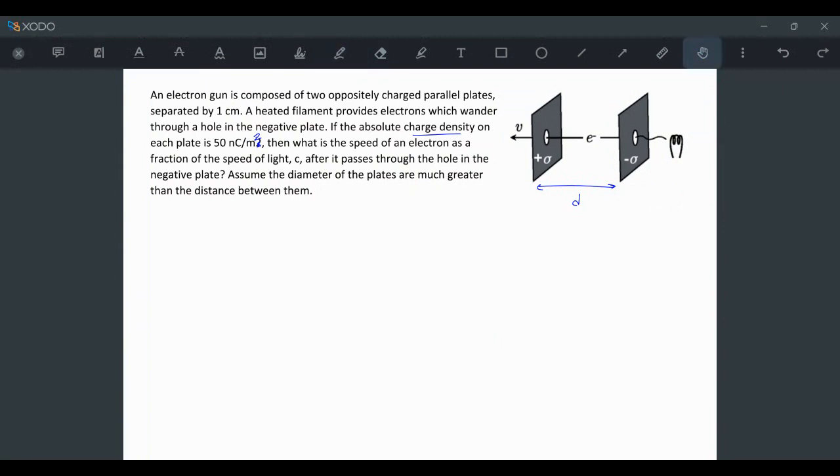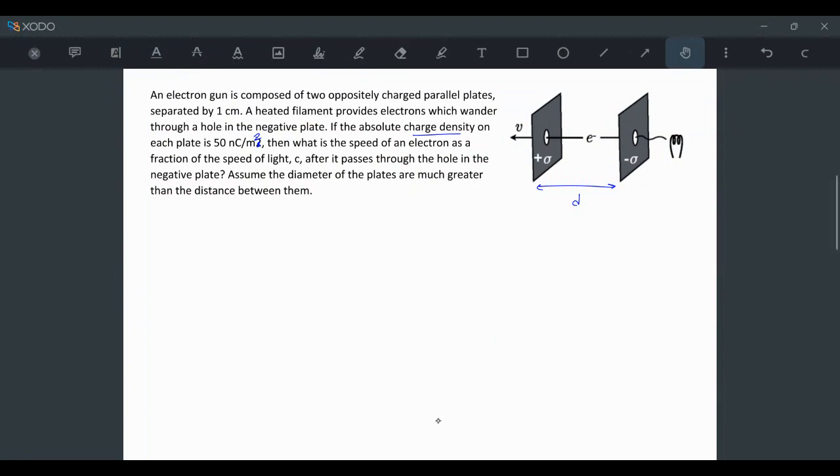What is the speed of an electron as a fraction of the speed of light after it passes through the hole in the negative plate? And assume the diameter of the plates is much greater than the distance between them. A few details here might need a tiny bit of extra explanation before we go. This filament is just a piece of metal. When metal gets hot, electrons come out. That's this indicated part of the trajectory.